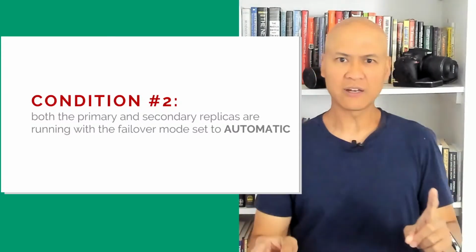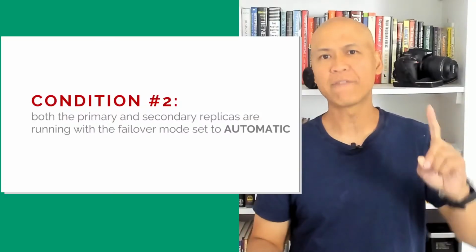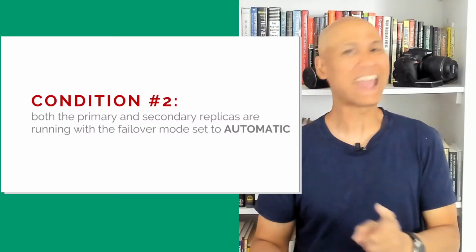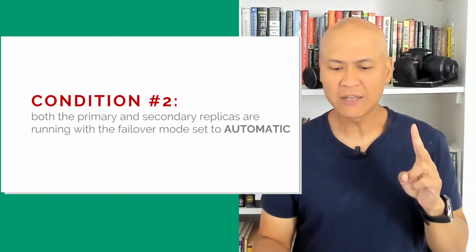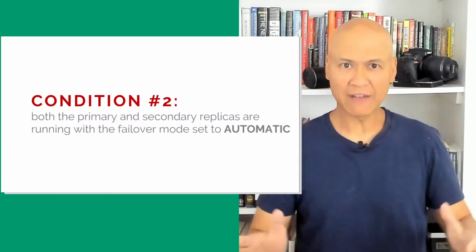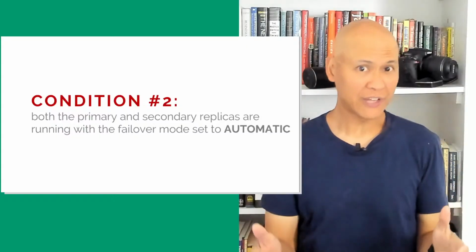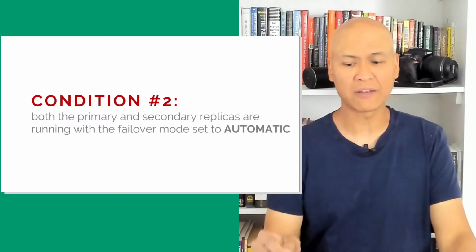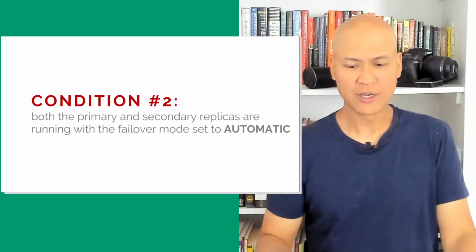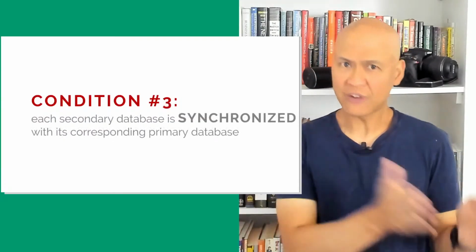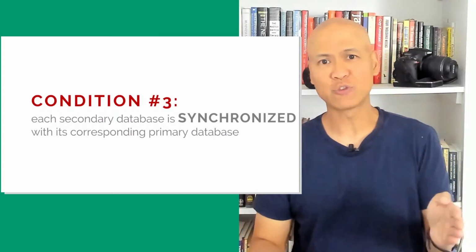replicas, primary and secondary, have to be first configured in synchronous commit, synchronous, not asynchronous. They have to be configured with automatic failover. Okay. Because again, you can have synchronous commit with manual failover, but that's not what you want if you want automatic failover, right? You have to set it to automatic failover. The third condition, so again, we're building up on these different conditions. 5 conditions, and they all have to be met.